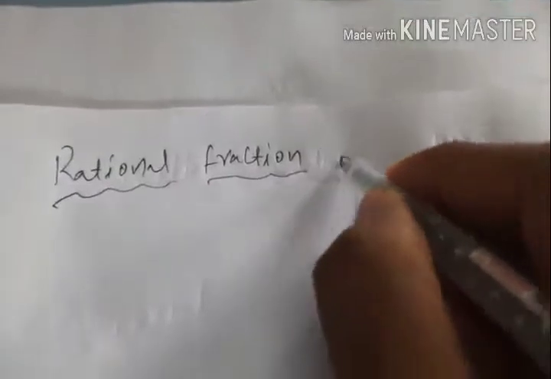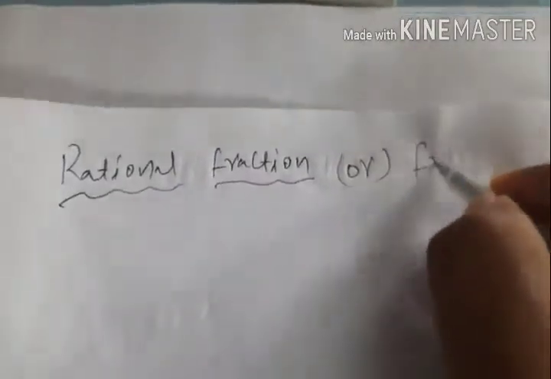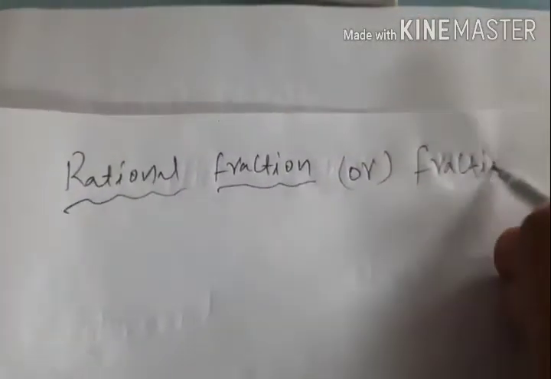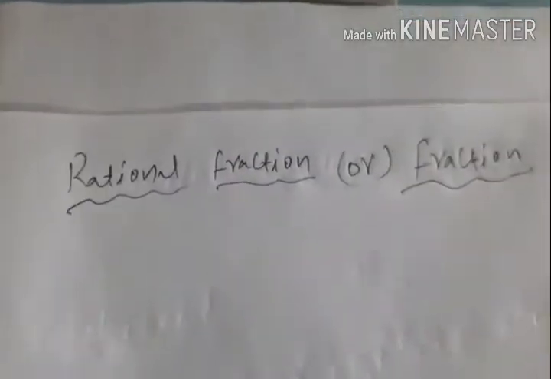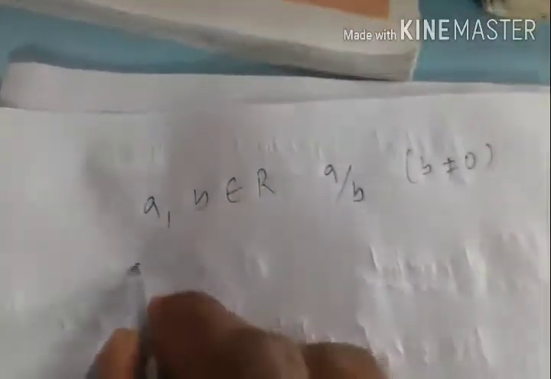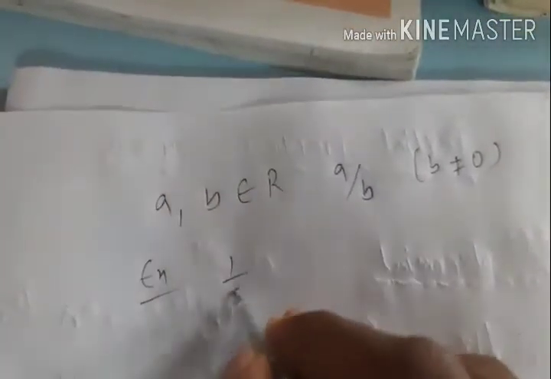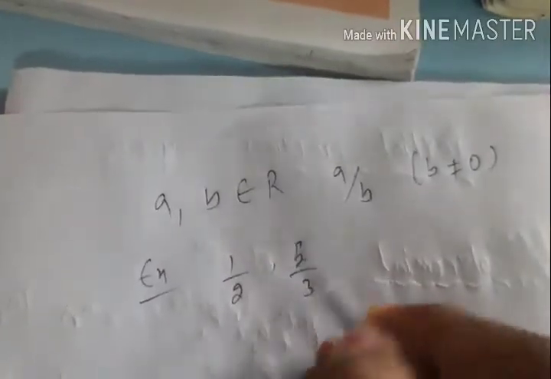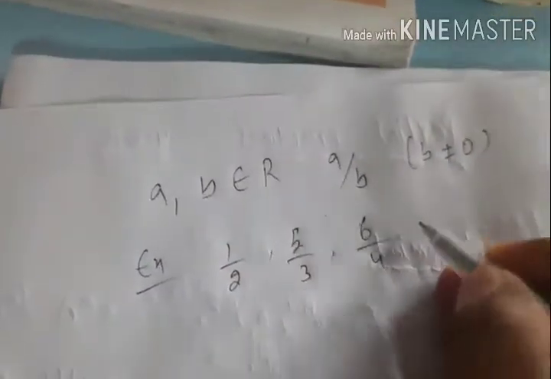Next, rational fraction or fraction. What is a rational fraction? In the real number system, if a, b are any two real numbers, then a by b is called a rational fraction, where b is not equal to 0. For example, 1 by 2, 5 by 3, 6 by 4 are called fractions in the real number system.